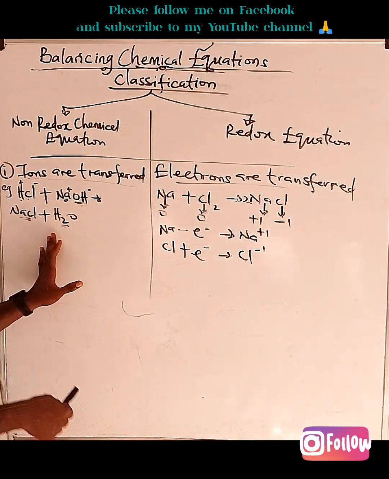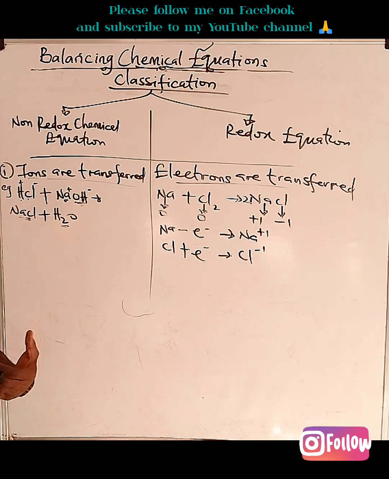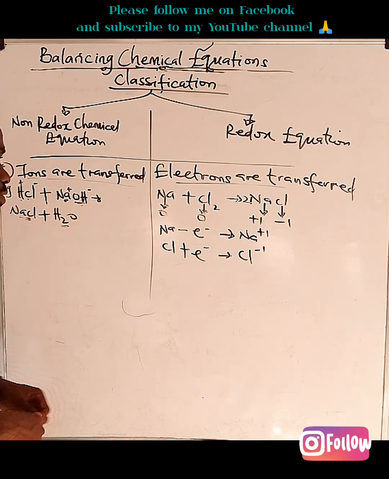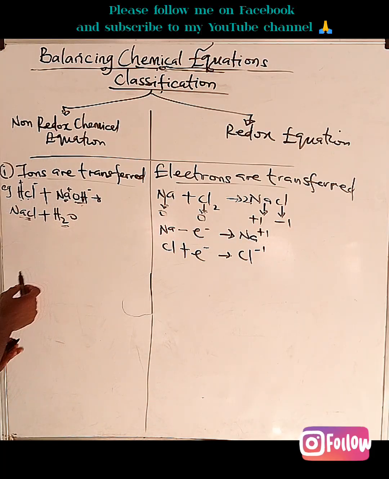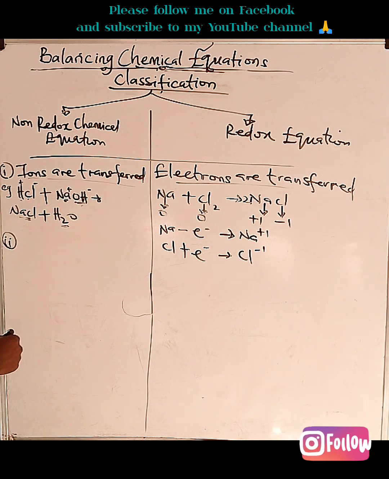We don't have such for a non-redox equation. For a non-redox equation, instead of an exchange of electrons, we end up with an exchange of ions, just a swapping of the ions. So there's the first major difference between the non-redox equation and the redox equation. Ions are transferred, electrons are not transferred.